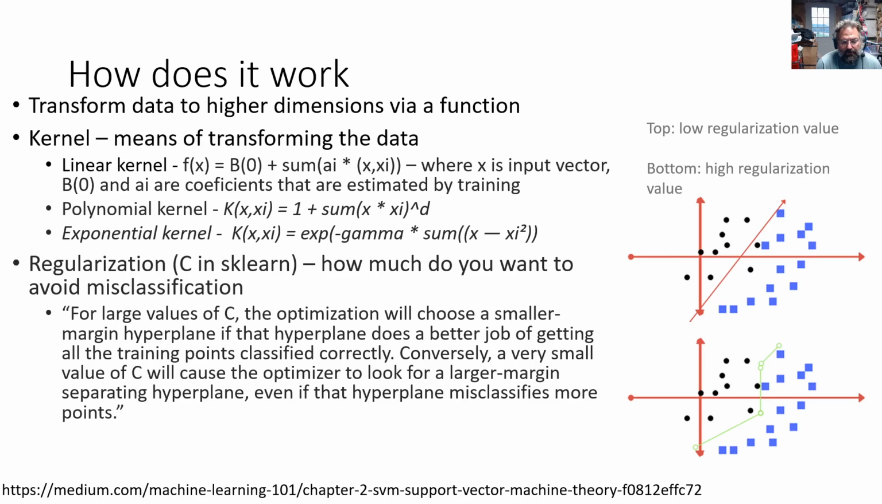For large values of C, the optimization will choose a smaller margin hyperplane if that hyperplane does a better job of getting all the training points classified correctly. Conversely, a very small value of C will cause the optimizer to look for a larger margin separating hyperplane, even if that hyperplane will misclassify more points. So it's a way of tuning how important it is for things to be misclassified.